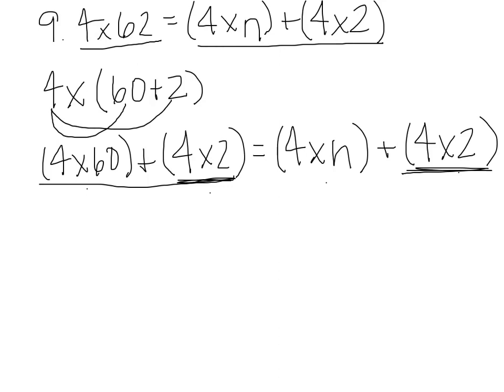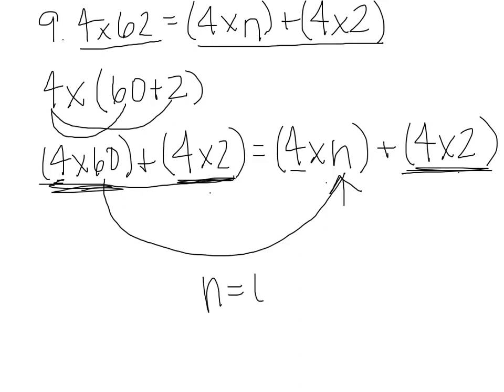We need to figure out what needs to happen to this parenthesis, this n, so that it is equal to 4 times 60. Well, I know my 4 times part is the same, so I know that my other factor needs to be equal to the same number. So my 60 here is equal to n. So in this problem, my answer is going to be n equals 60.